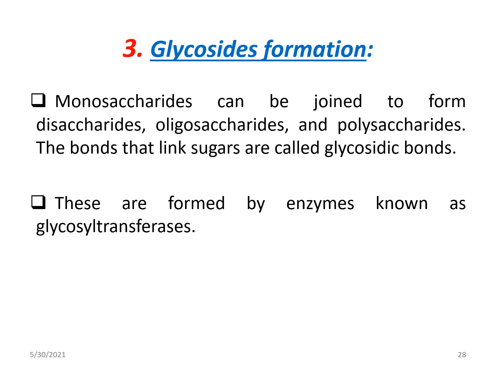The third type of reactions of monosaccharides is glycoside formation. Monosaccharides can be joined to form disaccharides, oligosaccharides, and polysaccharides. The bonds linking these sugars are called glycosidic bonds, and the enzymes catalyzing the formation of these bonds are called glycosyltransferases.